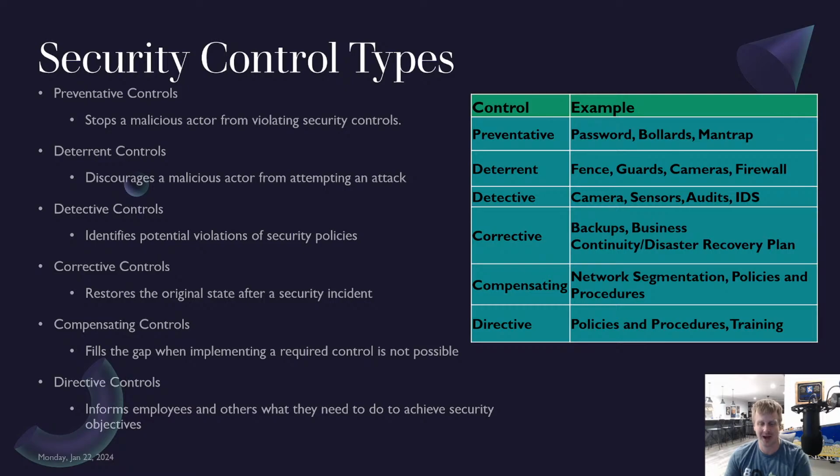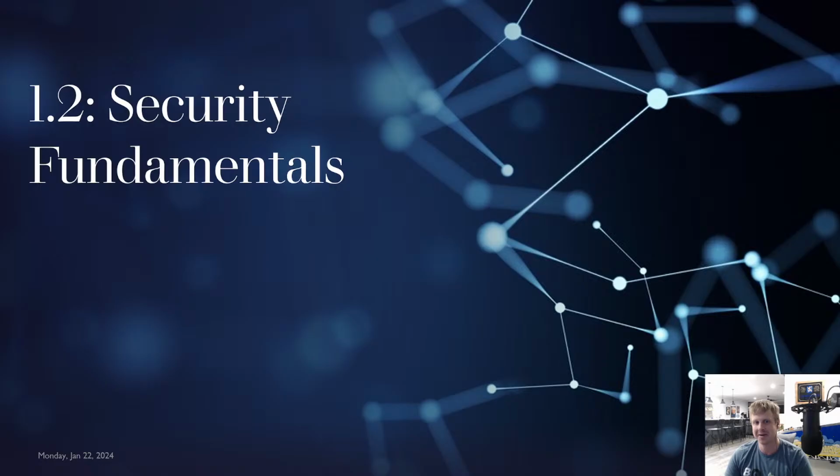Directive controls essentially are informing employees what they need to do to achieve security objectives. So your policies and procedures, training, sending out regular emails, things like that, just to keep people aware of changes to policies or new threats that have come out. If you're having weekly meetings with your team, things like that, to keep everybody up to date, and reinforcing that importance of security in the organization.